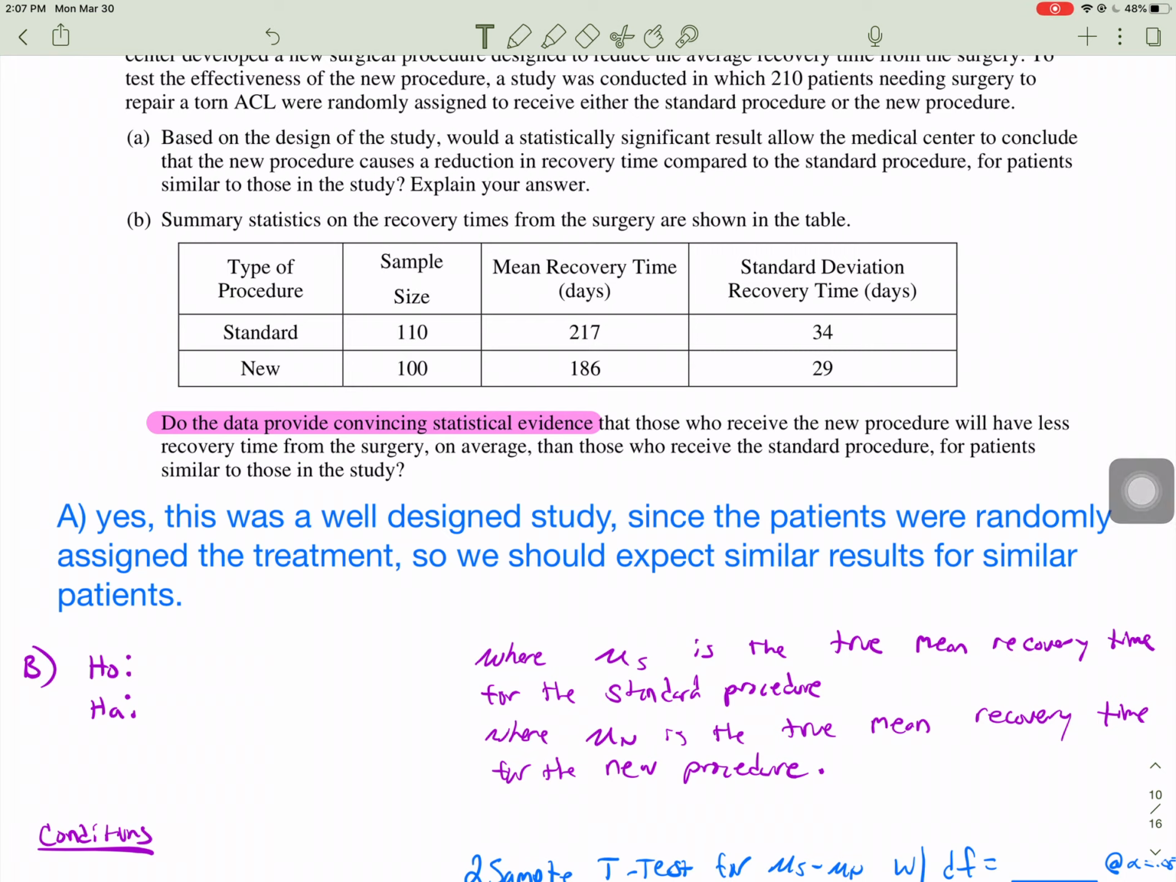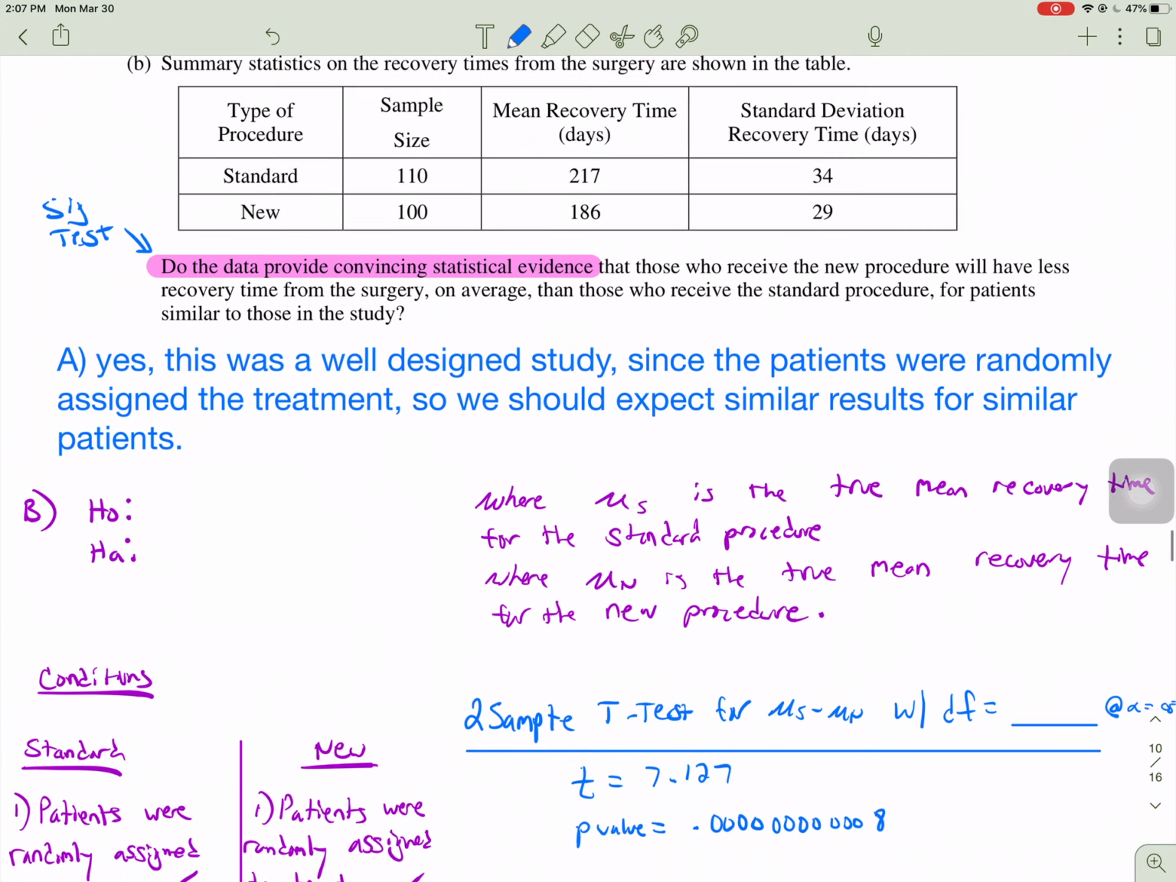And here's your sentence again. Do the data provide convincing evidence, right? This is your key that this is going to be a significance test. That those who receive the new procedure will have less recovery time.